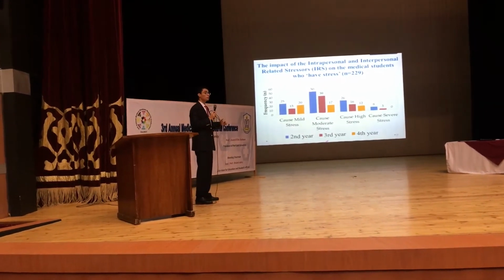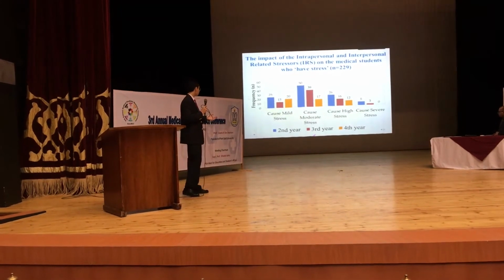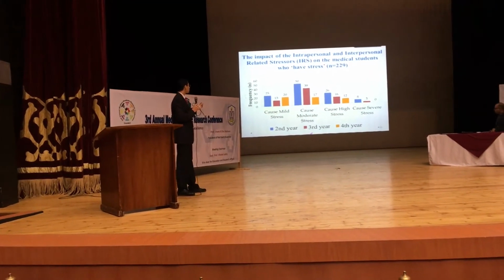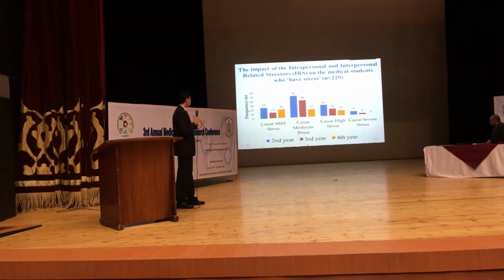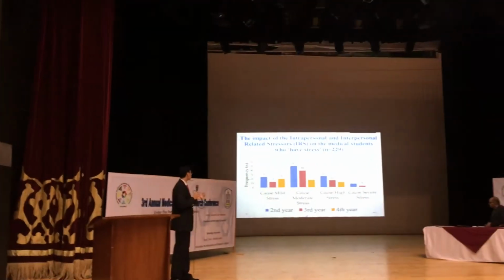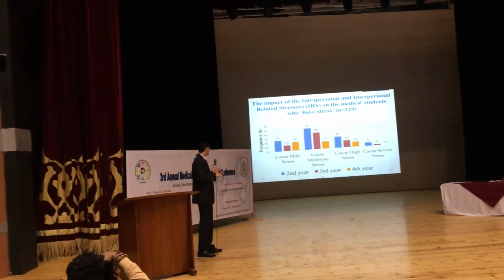This is the second type of stressor, which is the intrapersonal and interpersonal related stressor. It shows in the figure that it causes moderate stress to the second year and to the third year, and it causes mild stress to the fourth year.